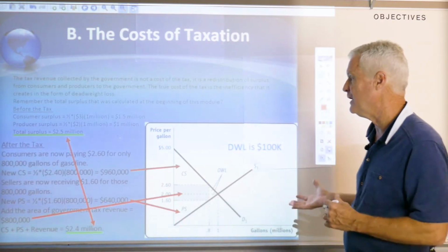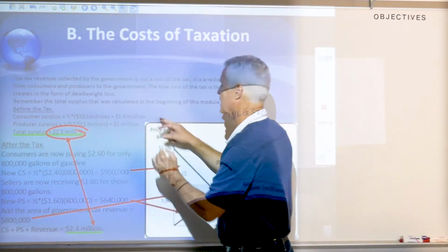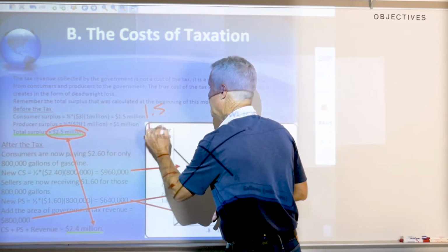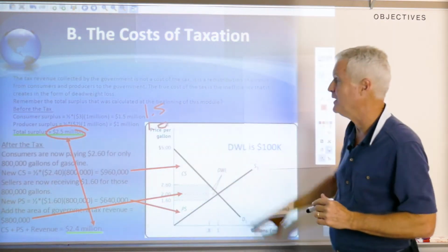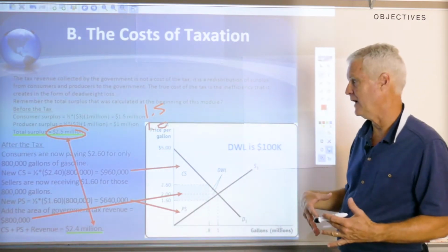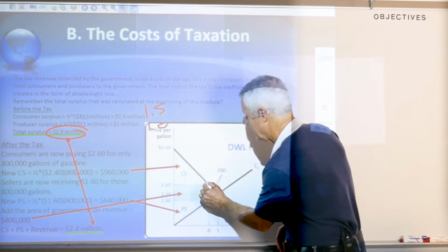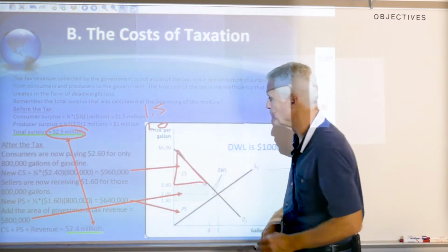Okay, so let's do the calculations again. Remember, before we had 2.5 million, right here. 2.5 million. 1.5, 1.0, total at 2.5 million. That was prior to any excise tax. Now we have an excise tax. Okay? So the consumer surplus is right here.